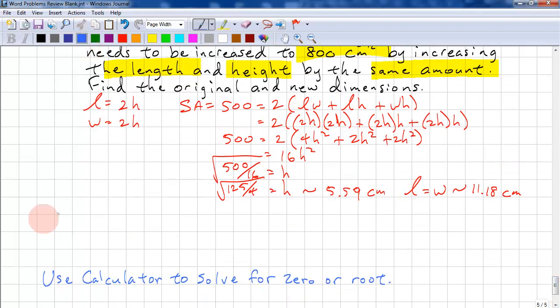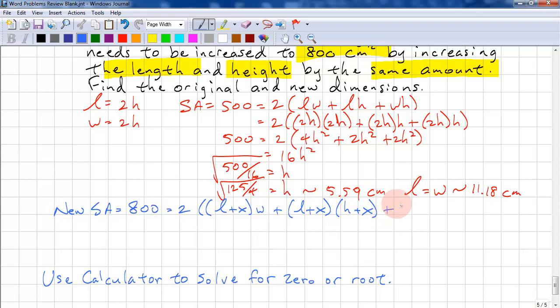Okay, let's come up with our new formula. New surface area is 800, and this is 2 times L plus X times W. Remember, W does not get increased, and we have L plus X, and H gets increased, H plus X, and W again does not get increased, and H plus X. Now let's call this star. So 0 equals star minus 800, and we enter this on the calculator.